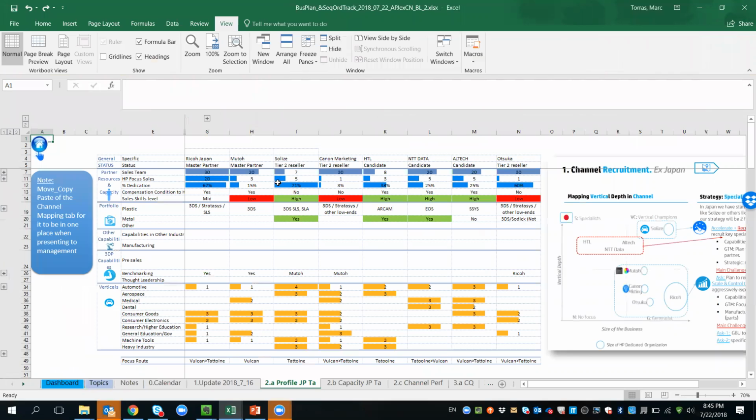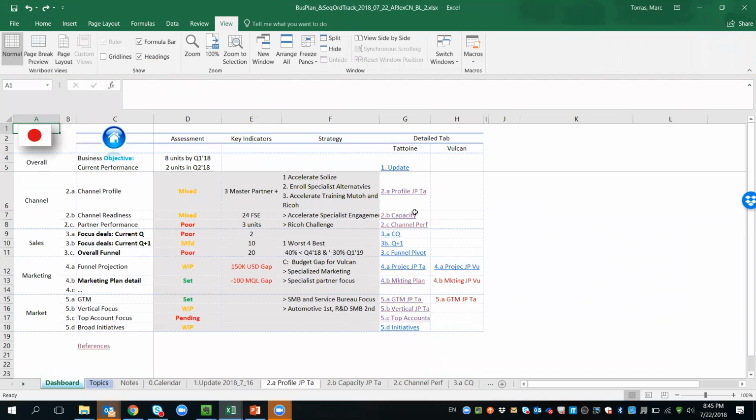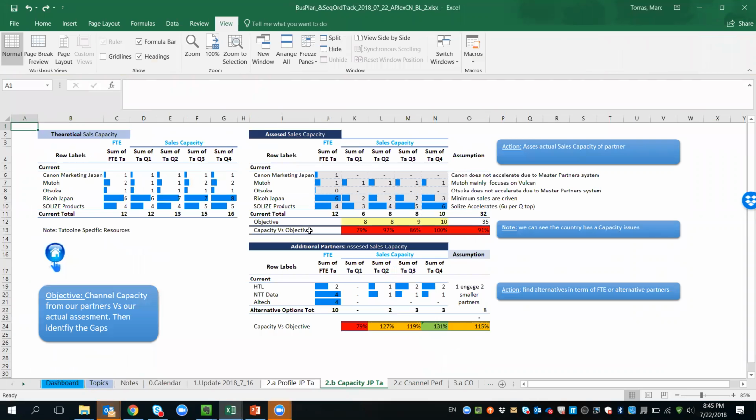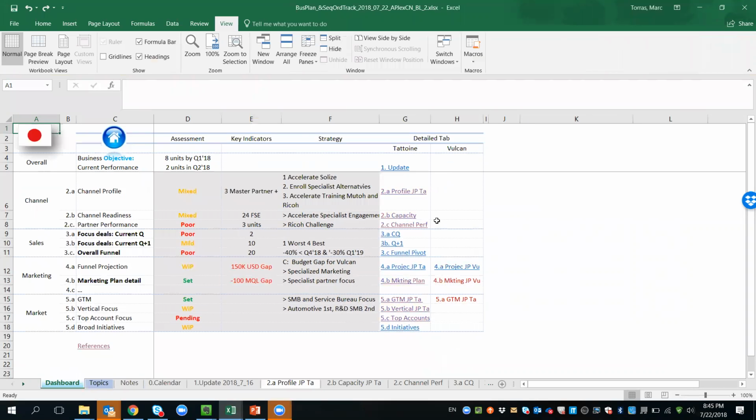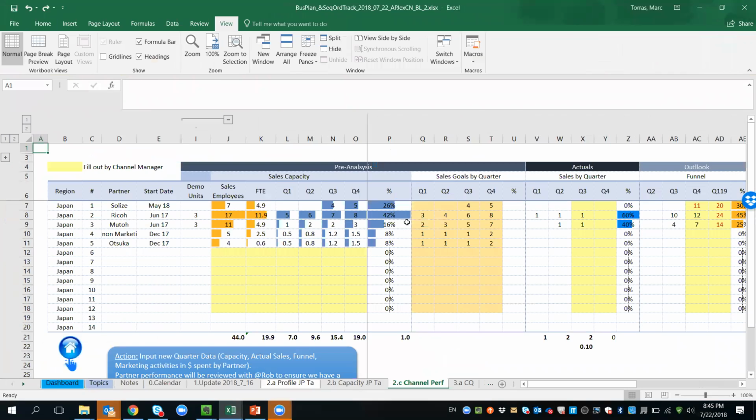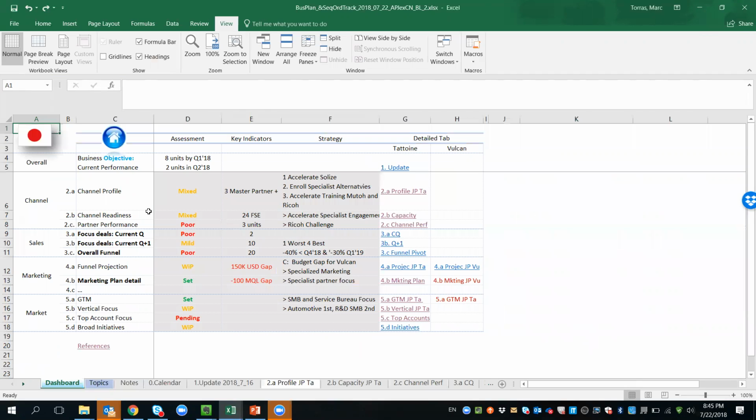Basically, you can see here Japan, all the partners, what are their key characteristics. At the same time, in terms of capacity, what are the sales that we expect from each of the partners? What is the channel performance? What have they sold? When have they sold it? What are their resources allocated to this marketing investment additionally?